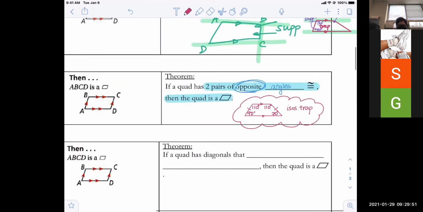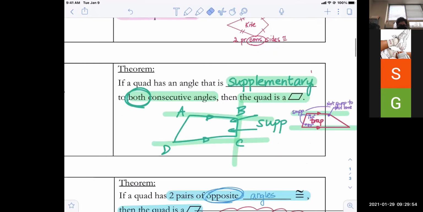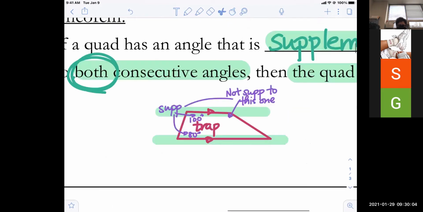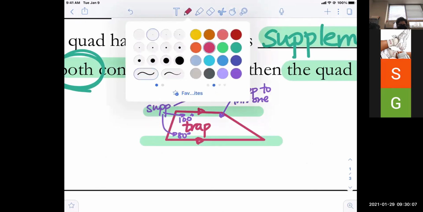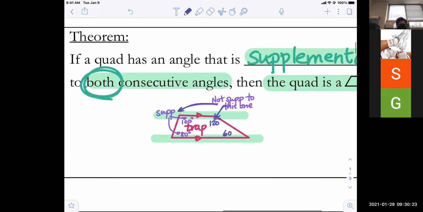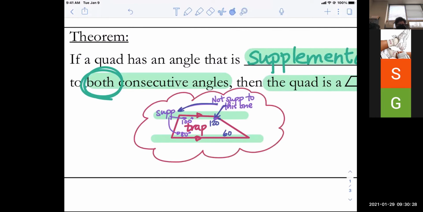Okay, a kite has, let me go ahead and get rid of this. A kite has, sorry, I don't mean a kite. This one is a trapezoid. A trapezoid has angles that are supplementary to consecutive angles. So a trapezoid can have like 80 and 100 there, and it could have like 60 and 120 here. Okay, but these two are not supplementary. So just having one pair of supplementary consecutive angles is not going to be sufficient. You have to make sure you have two pairs. I mean, one angle that's supplementary to both consecutive angles.